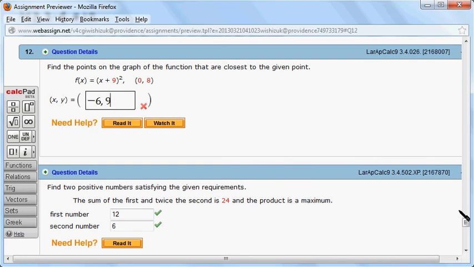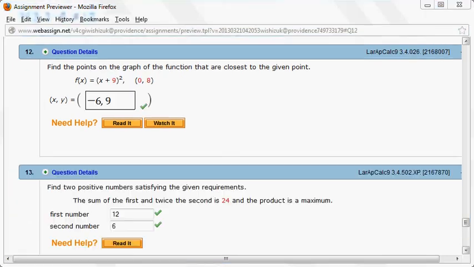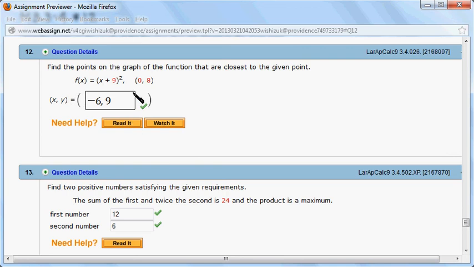Let's double check. It came back and looks like we got the point correctly. That's it. I hope that this was clear.